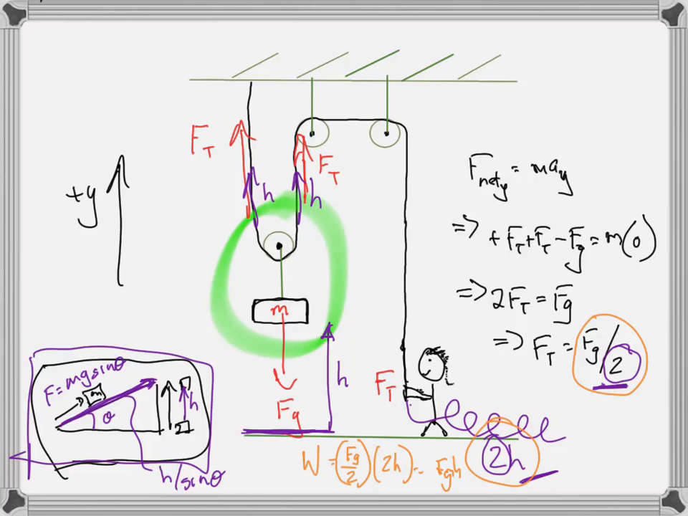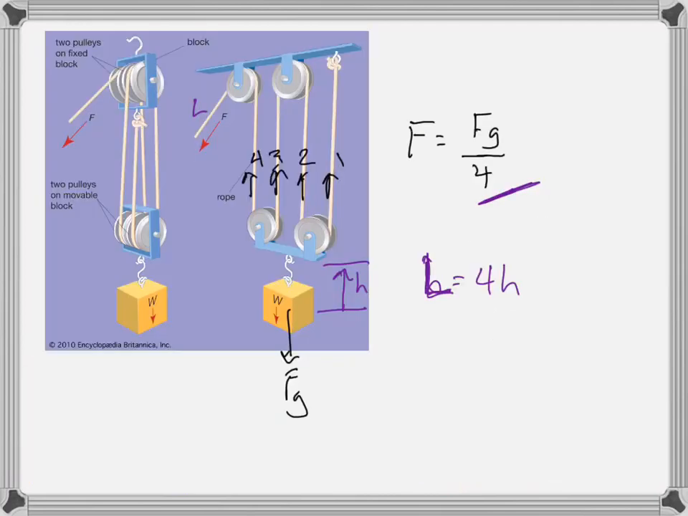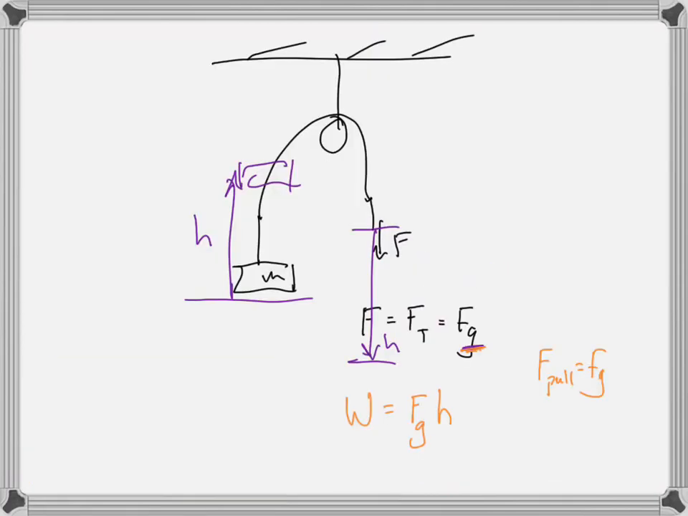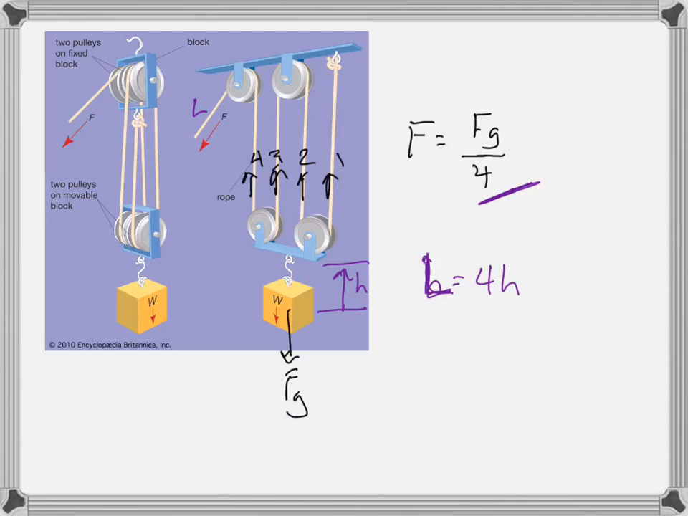So the force I'm pulling with is the weight over 2. The work I'm doing is the weight times h. In this case, the force I'm pulling with is the weight. The work I'm doing is still weight times h. So what is conserved?